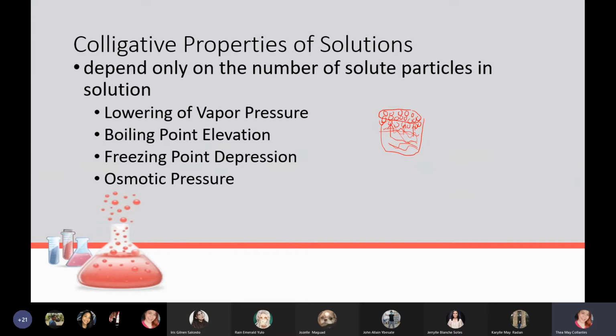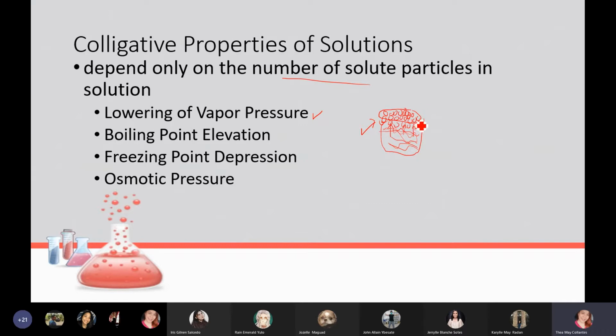So, what we are talking about in colligative properties is the lowering of your vapor pressure. It means that this kind of property depends on the number of solute particles. So, by adding something non-volatile, a solute, to your water, do you think there will still be an increase in vapor pressure? Yes or no, anyone? Lowering of vapor pressure is one of the colligative properties.